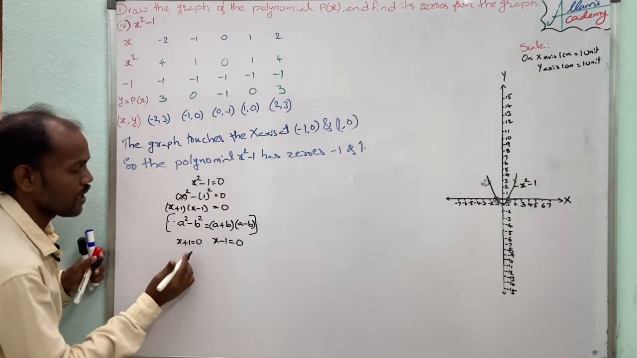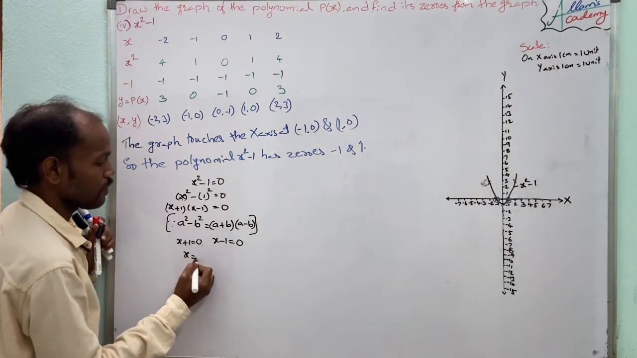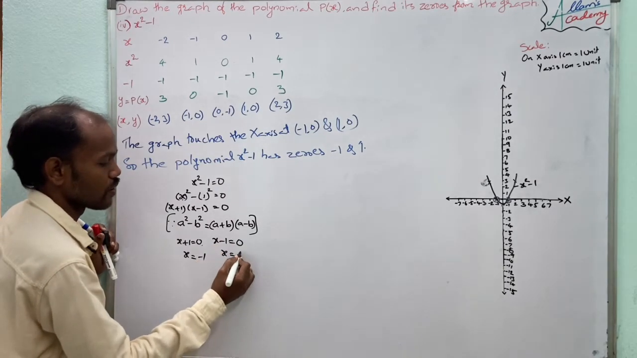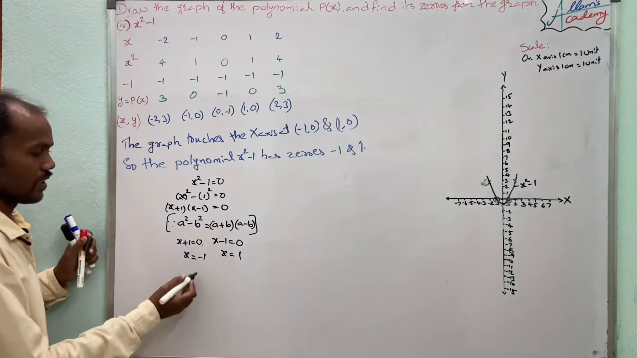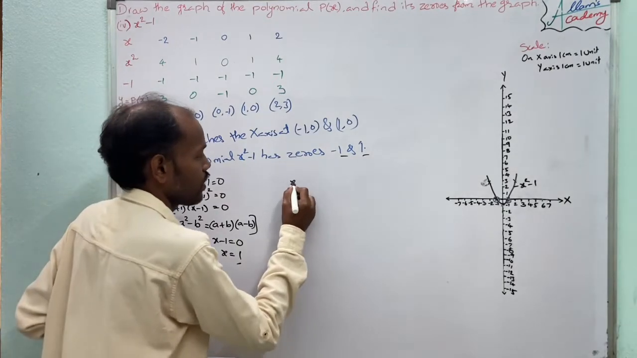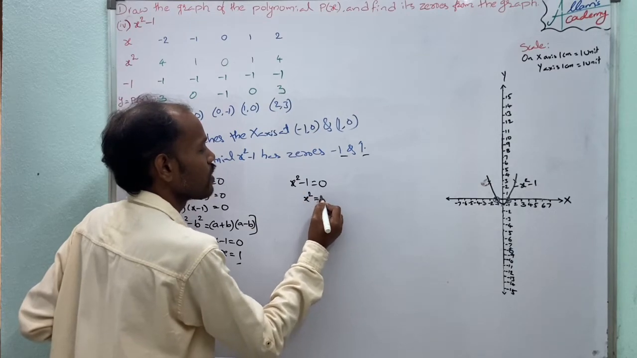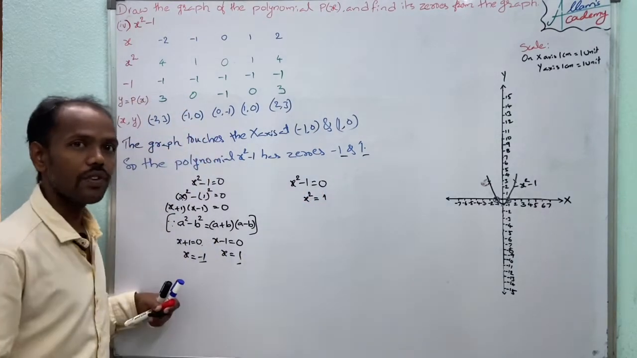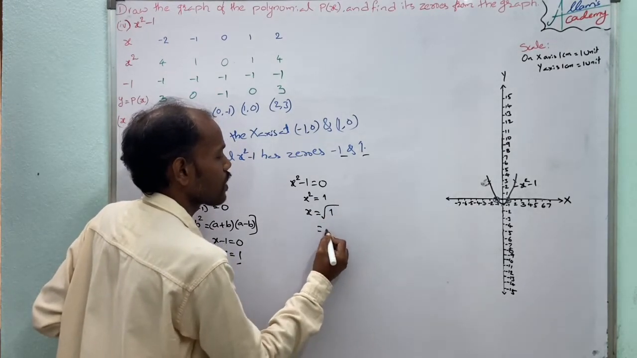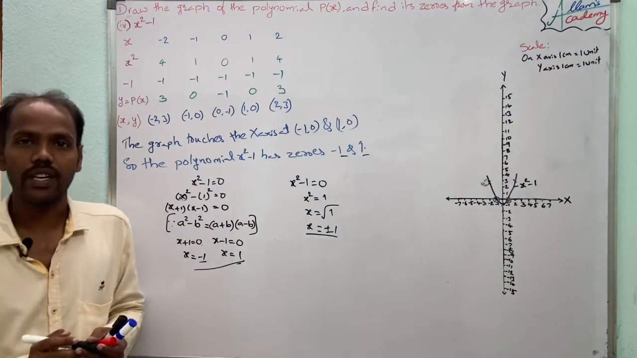Here, x plus 1 equal to 0, then x equals minus 1. If x minus 1 equal to 0, then x equals plus 1. So here we get the zeros -1 and 1 only. Same otherwise: if x square minus 1 equal to 0, then x square equal to 1, then x equal to under root 1, which is plus or minus 1. So here also we get the same zeros.